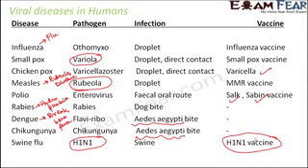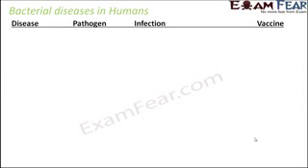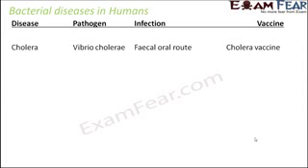Now, in a similar way, let us quickly look at the bacterial diseases in humans. So, the previous list was all about the viral diseases, diseases caused by virus. Here we will look at the diseases caused by bacteria. So, we'll start with cholera, which is caused by the bacteria named Vibrio cholerae. The infection spreads through the fecal oral route.